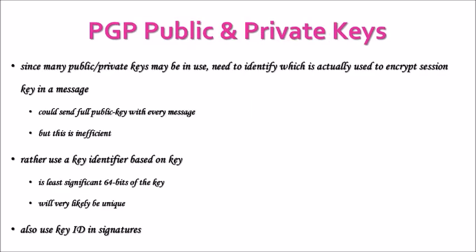Since many public or private keys may be in use with PGP, there is a need to identify which key is actually used to encrypt a session key for any specific message. You could just send the full public key with every message, but this is inefficient. Rather, PGP uses a key identifier based on the least significant 64 bits of the key, which will very likely be unique. Then only the much shorter key ID would need to be transmitted with any message. A key ID is also required for the PGP digital signature.